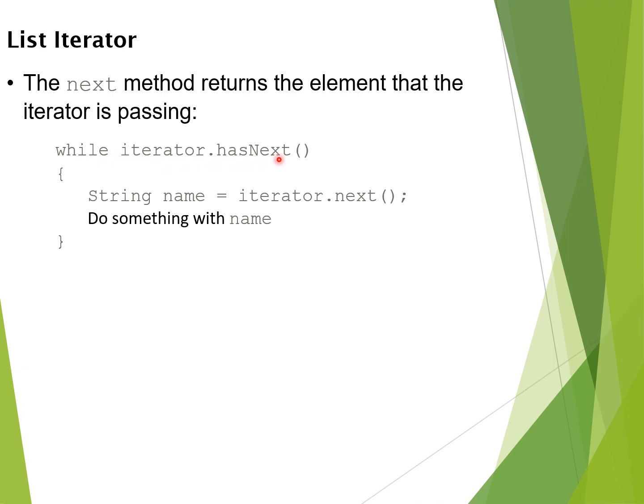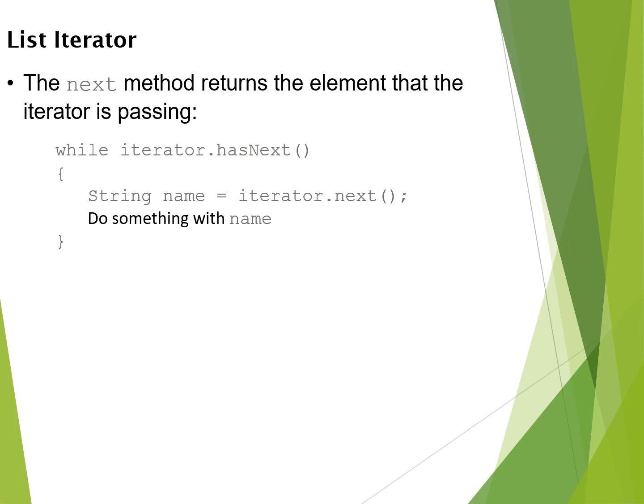While iterator.hasNext, which means while we haven't reached the end of the linked list, do the following. First, you say string name is equal to iterator.next. This would return the next element in the linked list, and then you can do whatever you want to do with the string name. This is one way of traversing a linked list.